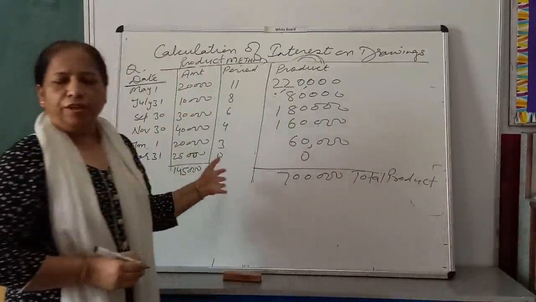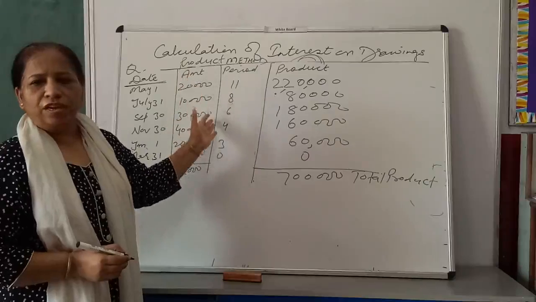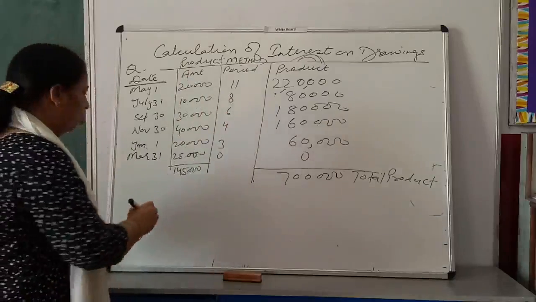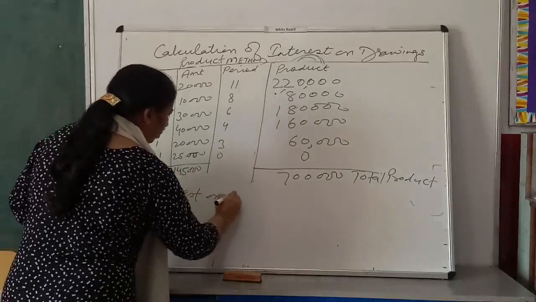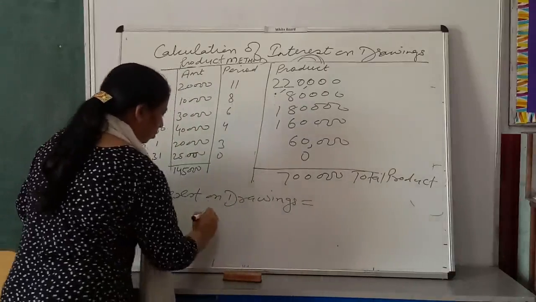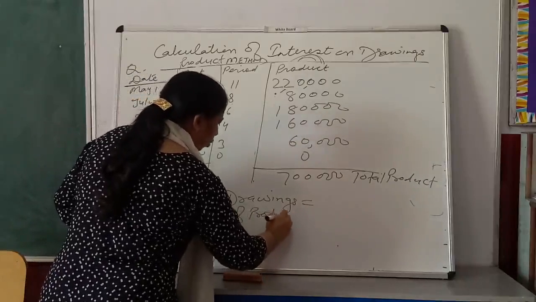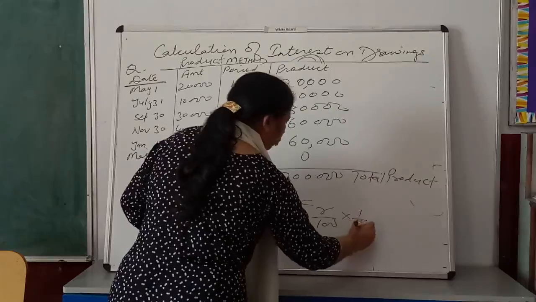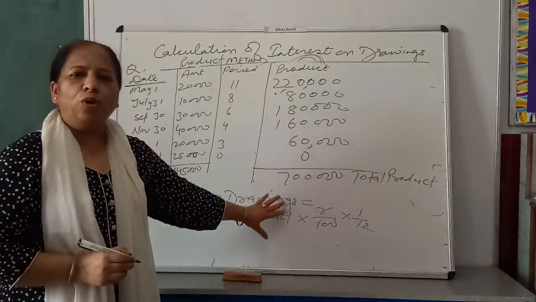Now we are solving this question by applying the product method. You can see the answer will be the same. Total product is 7 lakh. Now apply the formula: interest on drawings equal to total of product into rate upon 100 into 1 by 12. This is the formula to calculate interest on drawings by the product method.